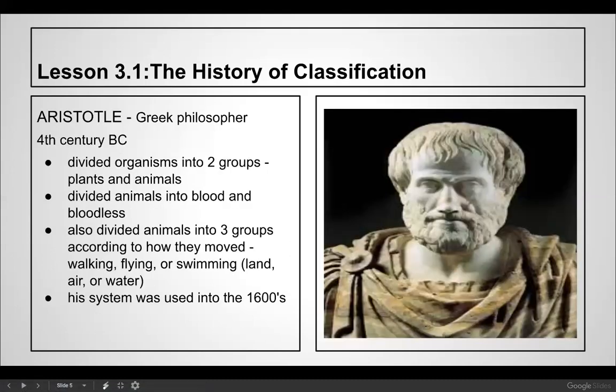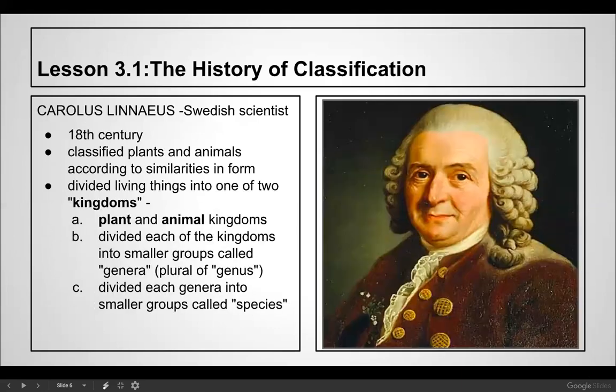So all this stuff started happening a long time ago. We started to divide these things up into groups. Aristotle divided living things into 2 groups, plants and animals, and then divided the animals into blood and bloodless. He also divided animals into 3 groups according to how they moved. Did they walk, fly, or swim? Which all makes sense back in the day when you didn't have more detail with the use of technology.